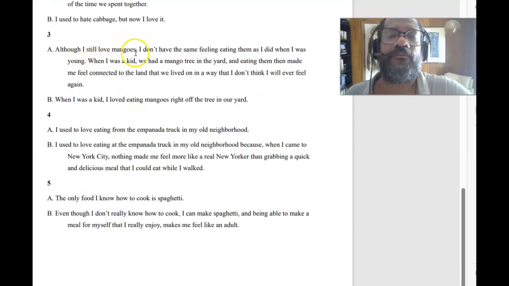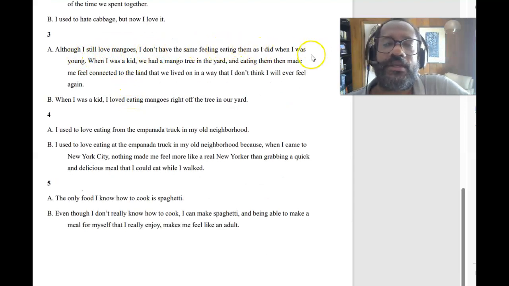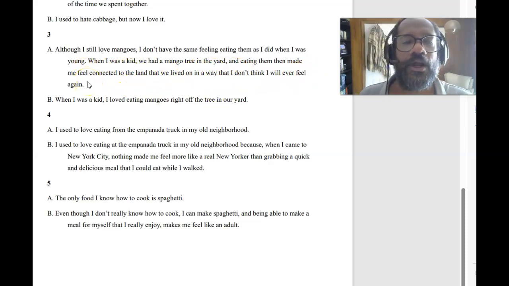Number three, although I still love mangoes, I don't have the same feeling eating them as I did when I was a kid. When I was young, we had a mango tree in the yard, and eating them made me feel connected to the land that we lived on in a way that I don't think I will ever feel again. I kind of adapted this for my life. I used to have a big old mango tree in my backyard when I grew up.